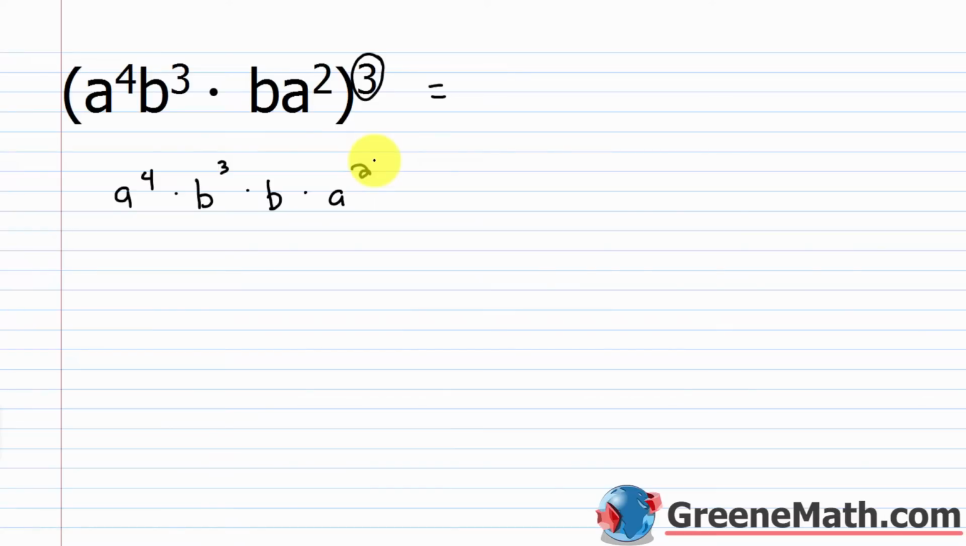Now I can go through before I even do this operation, and I can simplify because I have a and I have a, and then I have b and I have b. Or you can raise each individually to the third power and then it doesn't really matter. You get the same answer either way. So what I'm going to do is raise each to the third power.